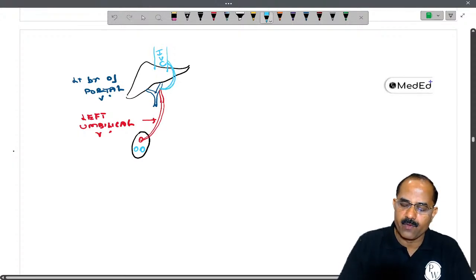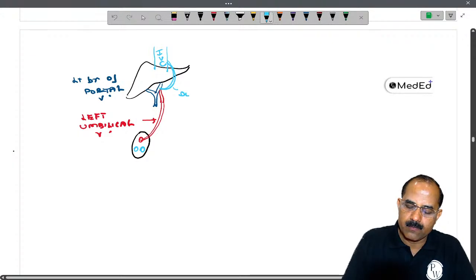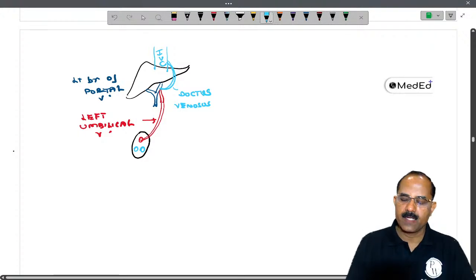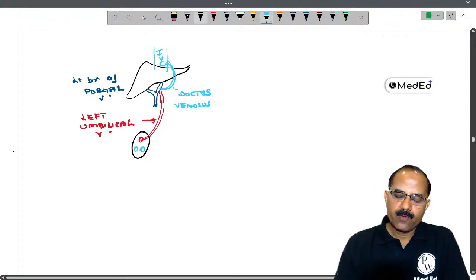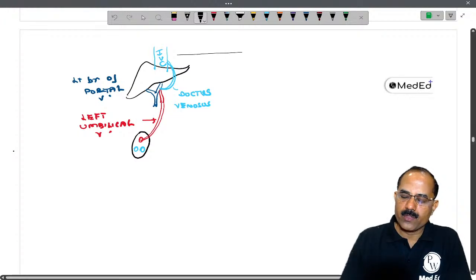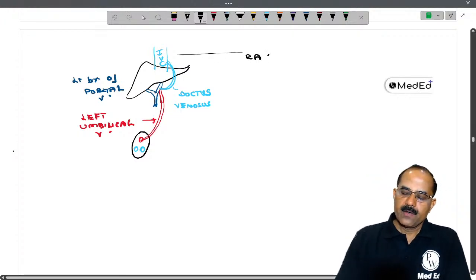Can anyone tell me what this bypass is known as? Ductus venosus. That's the ductus venosus. Okay. Now, from the IVC, the blood goes where? To the right atrium. Right atrium says the blood directly goes to the left atrium through, what is this?